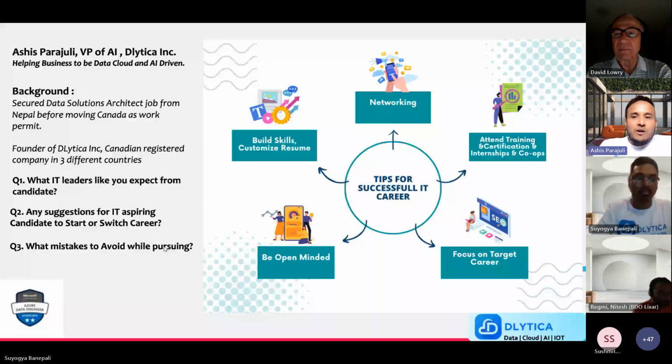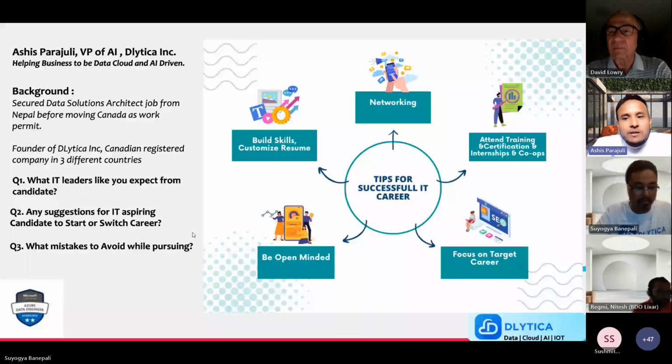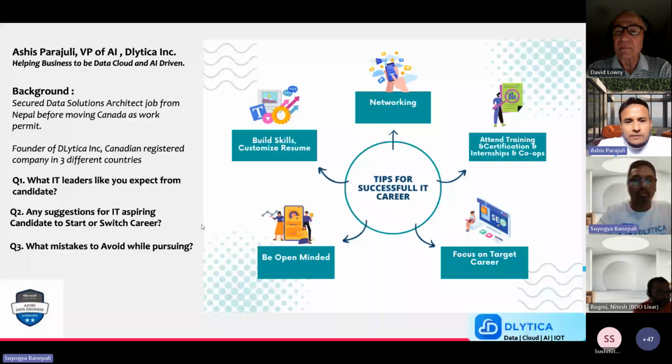Because for IT jobs in Canada, you don't get jobs while you are studying, because you are part-time, and usually companies don't hire for part-time. Usually, I'm saying, not always, but usually they don't hire part-time students in an IT company as a project. But if they have some opportunities like internships and so on, they could do that. And we are doing it in Dlytica as well. So I think that's the important thing.